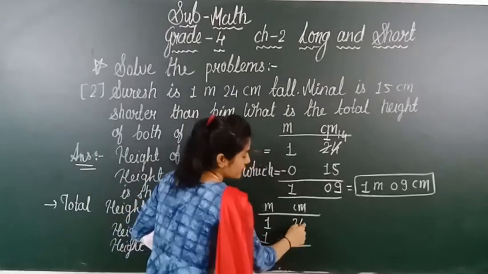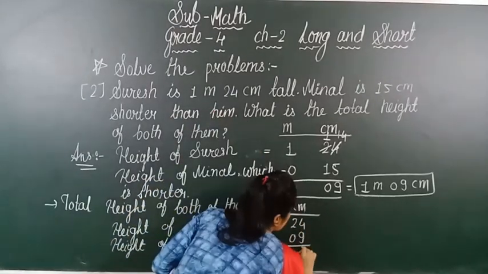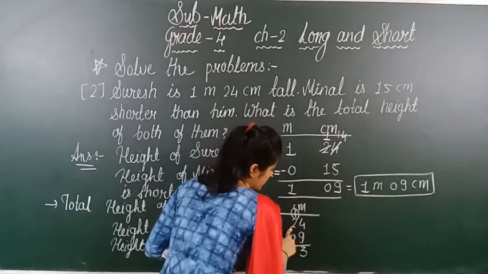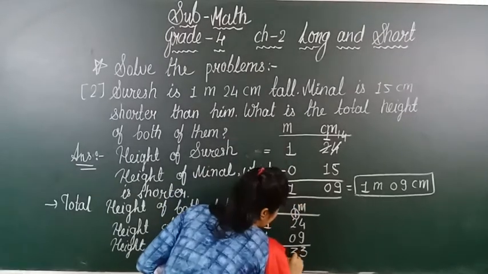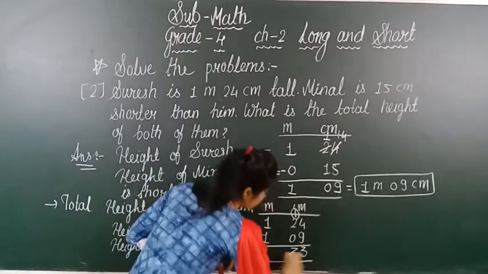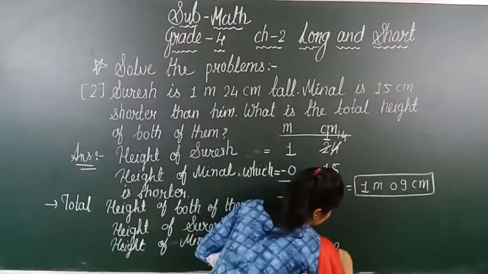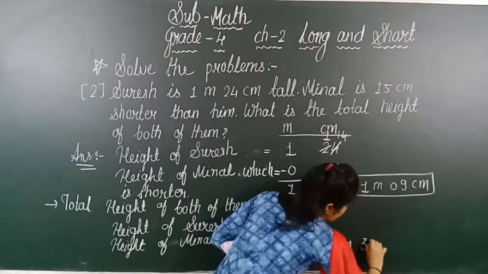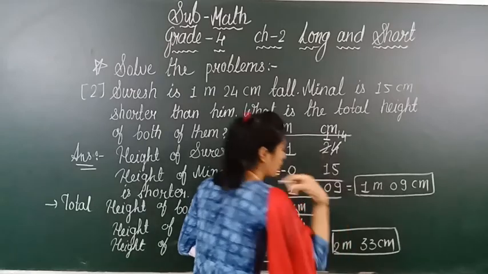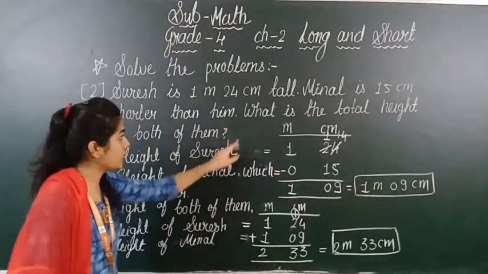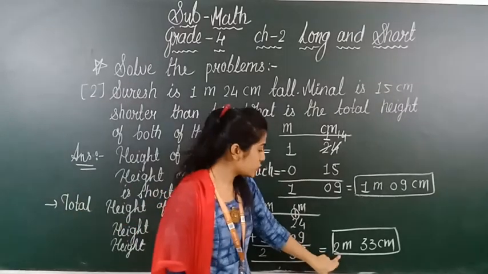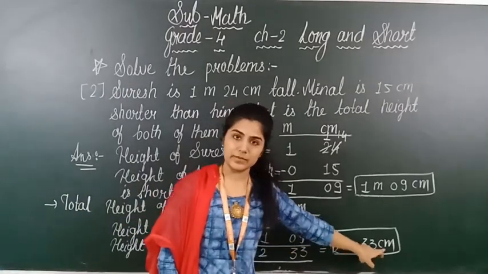4 plus 9, that means 13. We write 3 and carry one to the previous number. 2 plus 1 is 3, and 1 plus 1 is 2. That means we got our final answer: 2 meter and 33 centimeter. Now we can say that the total height of both of them is 2 meter and 33 centimeter.